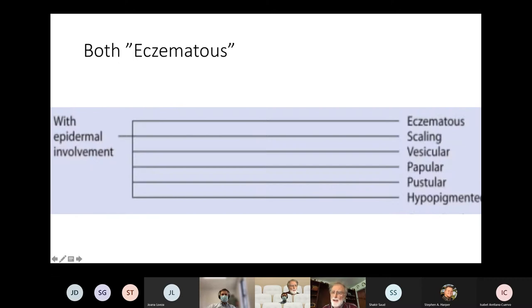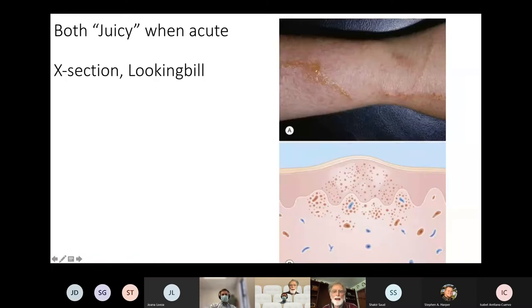Here we are. It's the top of our list with epidermal involvement. And here, the clue is, this is contact.